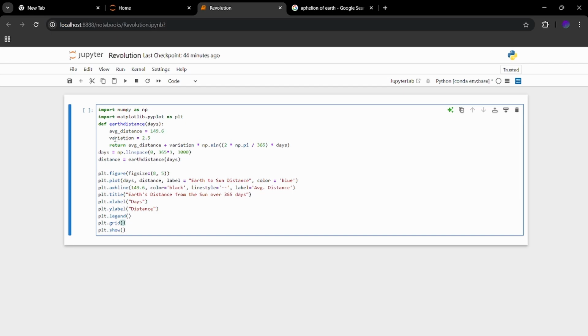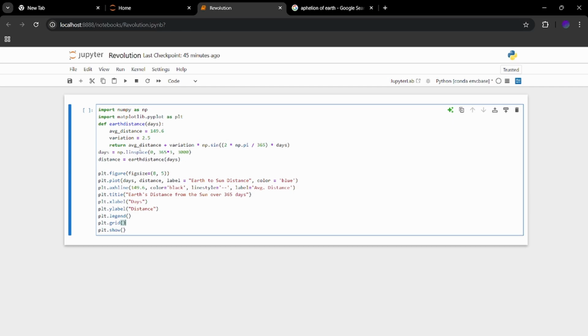We set the variation, or in the case of a sine graph, the amplitude, as 2.5 kilometers in terms of our distance. This would mean it's plus or minus 2.5 kilometers from the zero, in this case, of our graph, 149.6 kilometers. Then we return all of this and multiply it into np.sin, and we multiply 2 into pi and divide it by 365 to get the sine graph, and then finally multiply this into the days.